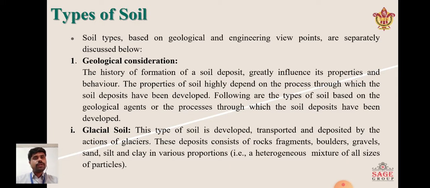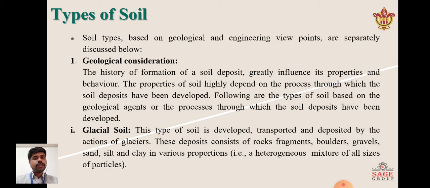The history of formation of soil deposits greatly influences its properties and behavior. The properties of soil highly depend on the process through which the soil deposits have been developed. Following are the types of soil based on the geological agents or the processes through which the soil deposits have been developed. According to geological consideration, the first type of soil is known as glacial soil.